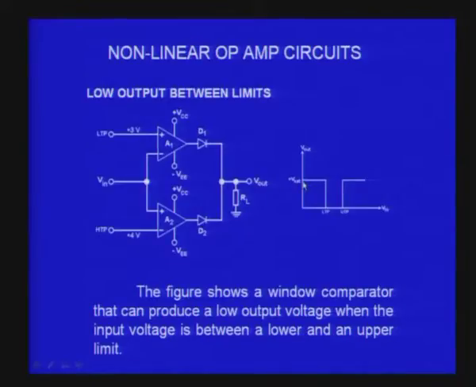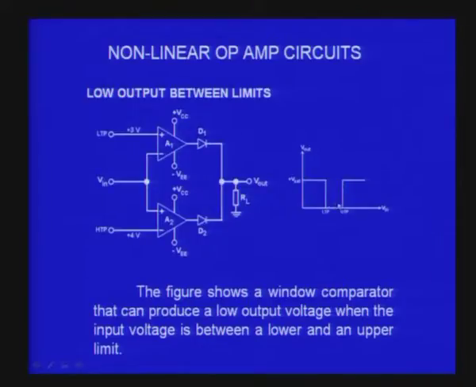You can see the output is high till LTP is reached, and at LTP it comes to 0 and remains 0 till it reaches UTP, and beyond UTP if you increase the input voltage you get high at the output, Vsat at the output. The x axis of course is Vin and the y axis is Vout. So, this is the basic principle of a window comparator.